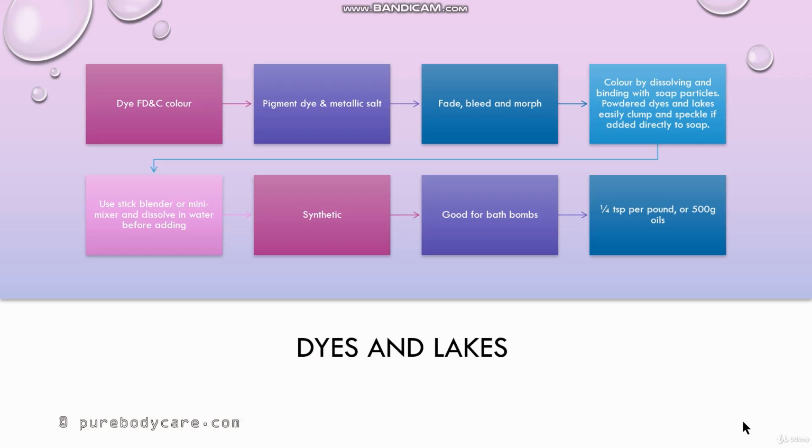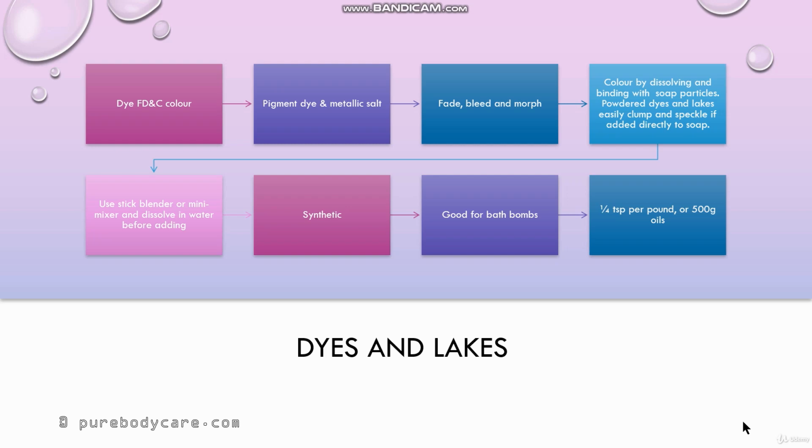Lakes are dye with metallic salt. They tend to bleed and morph in cold process soap. They colour by dissolving and binding with soap particles. But they can clump together and leave speckles throughout your soap, so make sure you dissolve them in water before adding. Dyes and lakes produce a rainbow of colours, but they can fade.